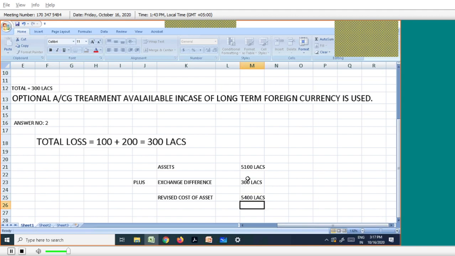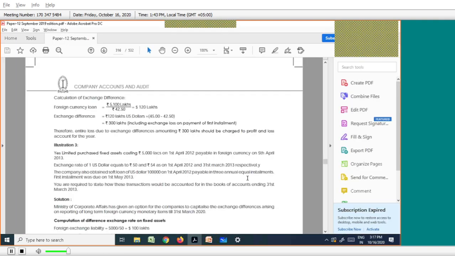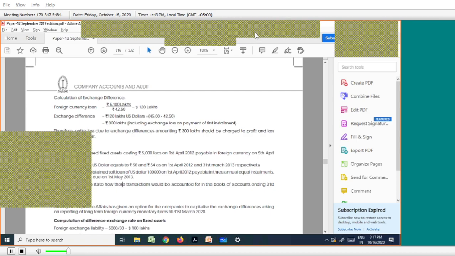This is another answer. Answer number 2: I will not debit to my P&L account. Rather, this loss can be added to my cost of the asset. Understood? The institute gave one first answer, debiting the P&L account, but you can write the other answer also, optional accounting treatment number 2.